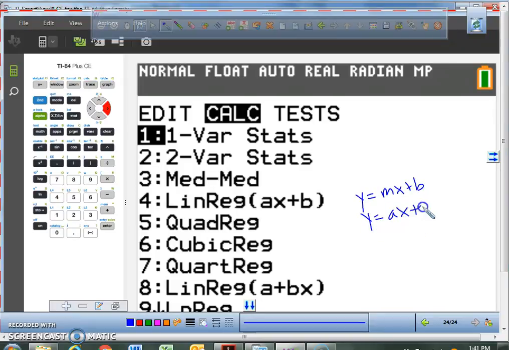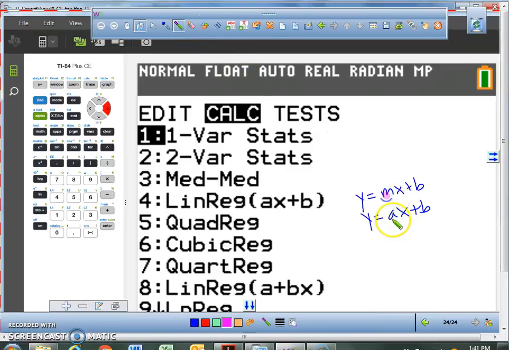So in the calculator, what does the A right here represent? That represents the slope, you're right. And what does the B still represent? The y-intercept, okay? So I need you guys to understand, this still represents the slope. The B value still represents the y-intercept.